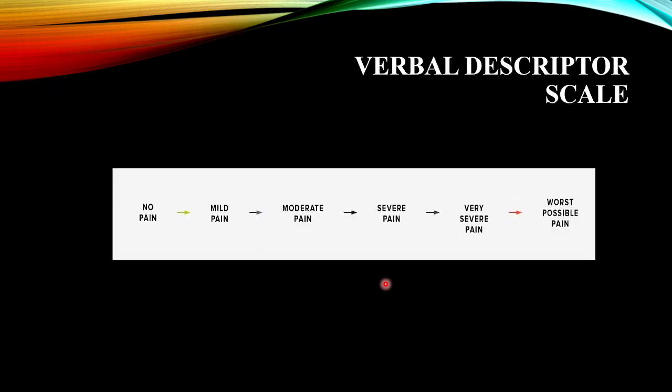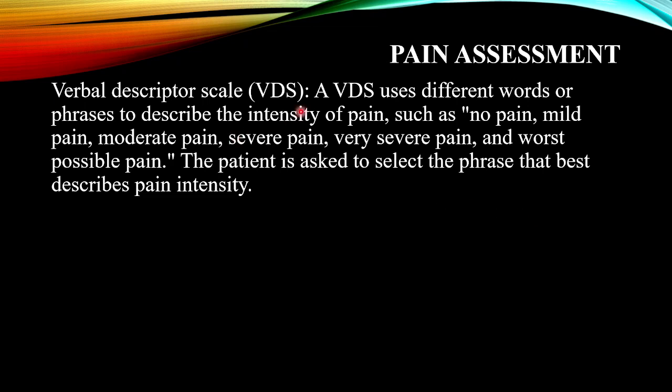Then the verbal descriptor scale. First no pain, then mild pain, then moderate pain, then severe pain, then very severe pain, then worst possible pain. A verbal descriptor scale uses different words or phrases to describe the intensity of pain, such as no pain, mild pain, moderate pain, severe pain, very severe pain, and worst possible pain. The patient is asked to select the phrase that best describes pain intensity.